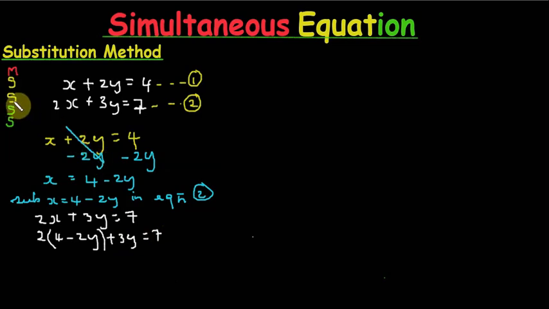The next S means I simplify. How do I simplify this? Using the distributive property, this number 2 is distributed to 4 and negative 2y. So if this is distributed here, we have 2 multiplied by 4 will give me 8. 2 multiplied by negative 2y will give me negative 4y plus 3y equal 7.